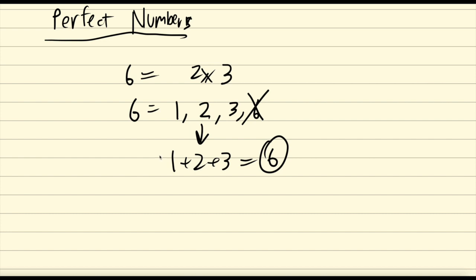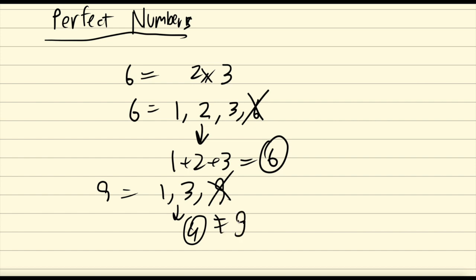This might not be true for all numbers. Let's take 9. You get 1, 3 and 9. Cut 9 out. The sum of the rest is 4, which is not equal to 9. So perfect numbers are special numbers.